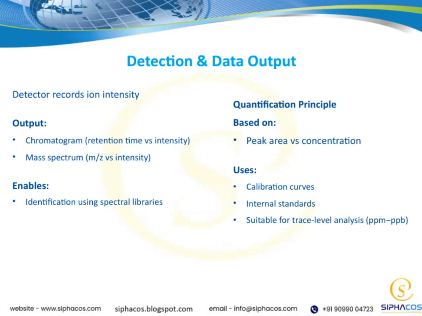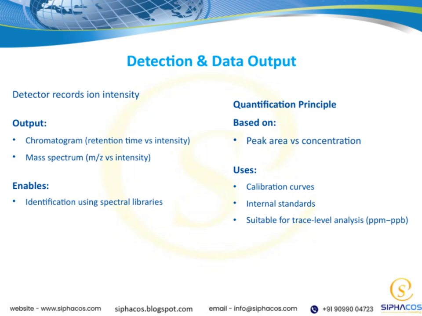Let's dive into the quantification principle. Essentially, it's based on comparing peak area to concentration, which is a fundamental concept in analytical chemistry. This approach allows us to quantify how much of a substance is present by measuring the size of the peak in our chromatogram. We use calibration curves and internal standards to improve accuracy and reliability.